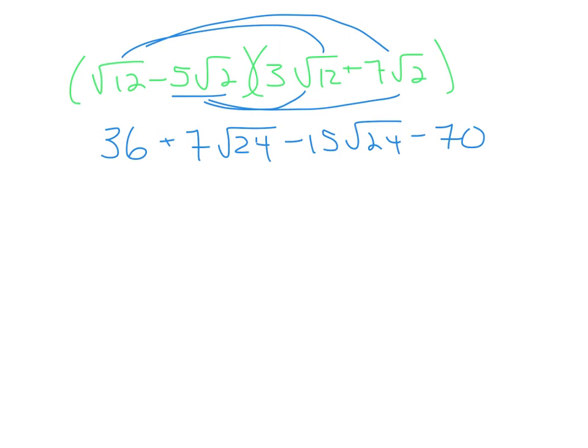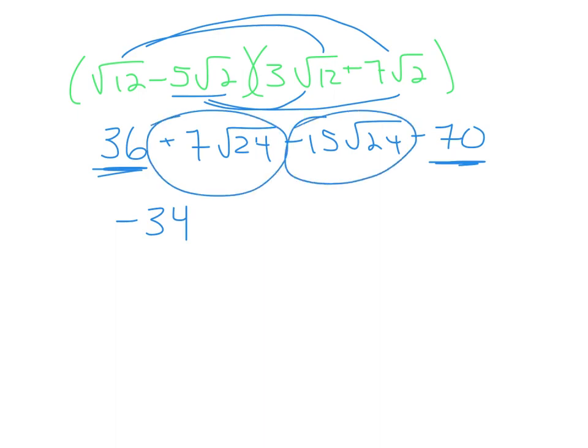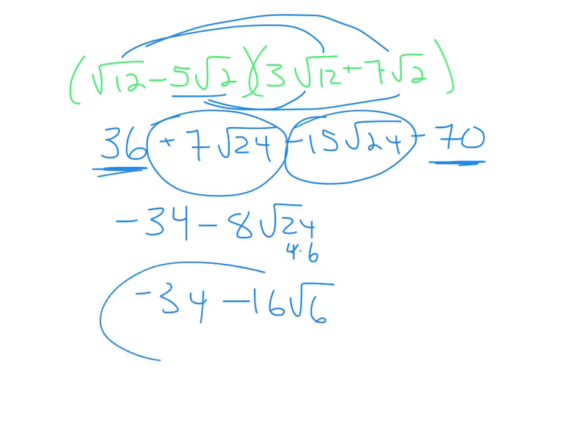And then I'm going to combine my like terms. So 36 and negative 70 is going to give me negative 34. And then 7 root 24 and negative 15 root 24 gives me negative 8 root 24. 24 is 4 times 6, and 4 is a perfect square. So that's 2 times 8 is 16 root 6, and then negative 34 is still here. So how did we do?